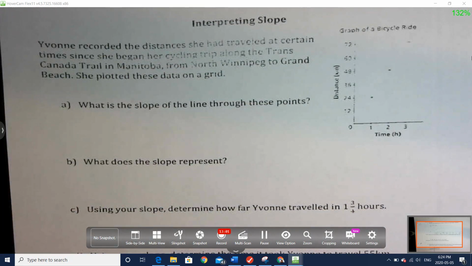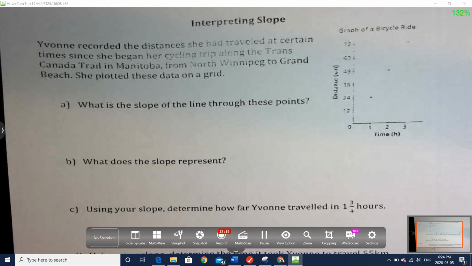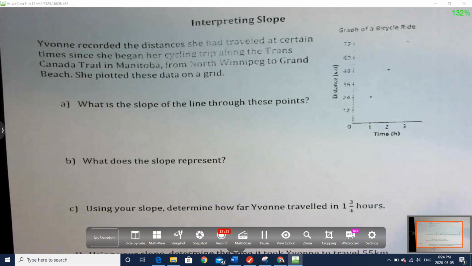Next up, let's talk interpreting slope. Again, not a great photocopy here for this one, but we'll be able to figure it out together. Yvonne recorded the distances she had traveled at certain times since she began her cycling trip along the Trans-Canada Trail in Manitoba from North Winnipeg to Graham Beach. She plotted the data on a grid. So you can see that we have distance in kilometers, time in hours, and we want to say what is the slope of the line through these points. What is its rate? How steep is it going up?